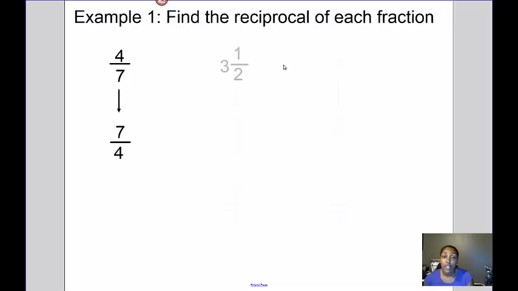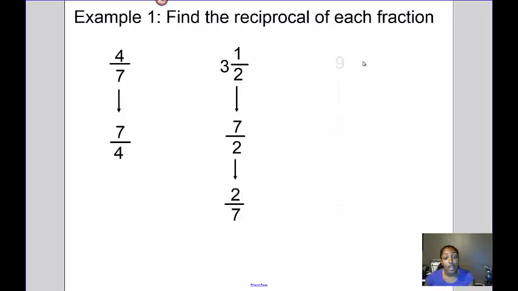You can even find the reciprocal of a mixed number. The first thing you'll do is change the mixed number to an improper fraction. So 3 1/2 gives me 7/2. And then to find the reciprocal of it, now I can simply flip it over. So then the reciprocal would be 2/7. So the reciprocal of 3 1/2 is actually 2/7.